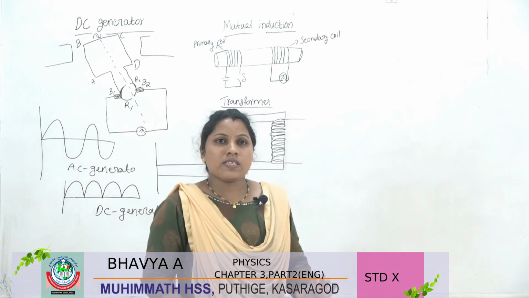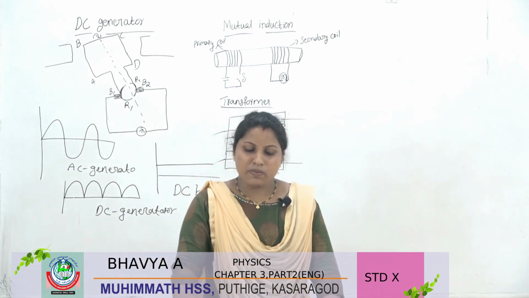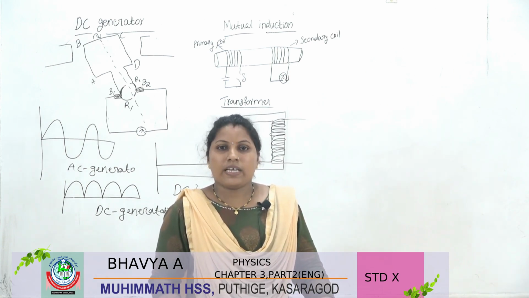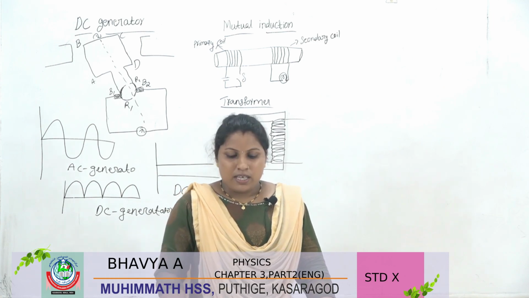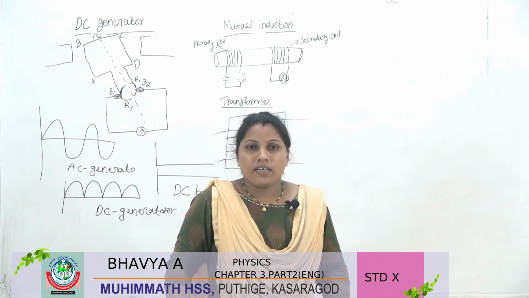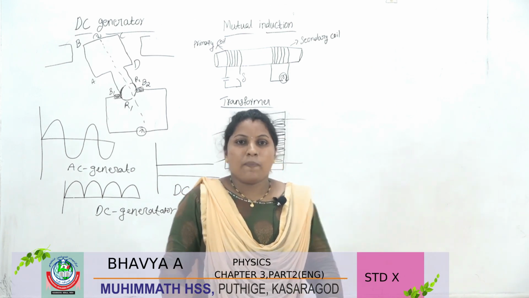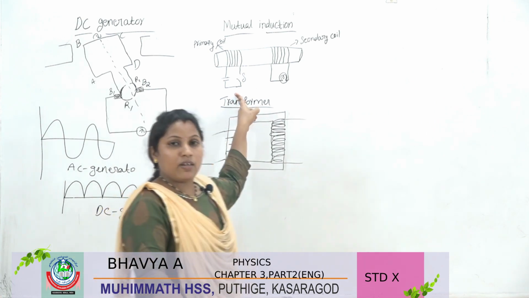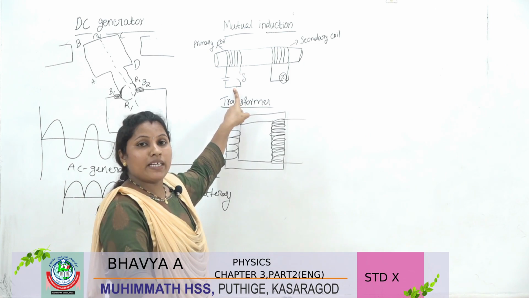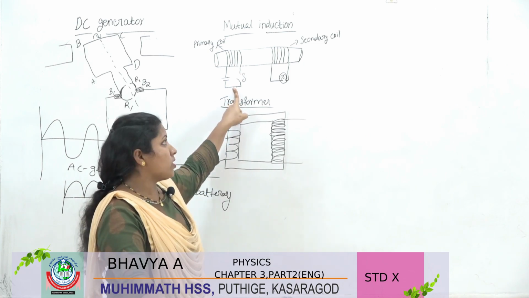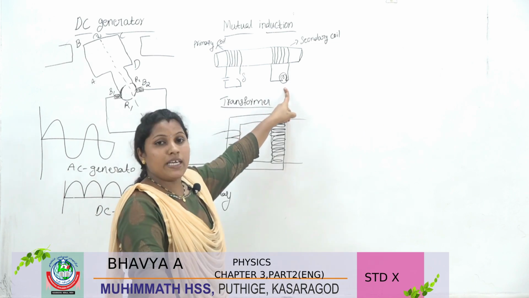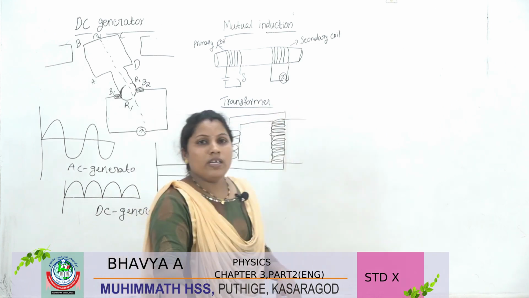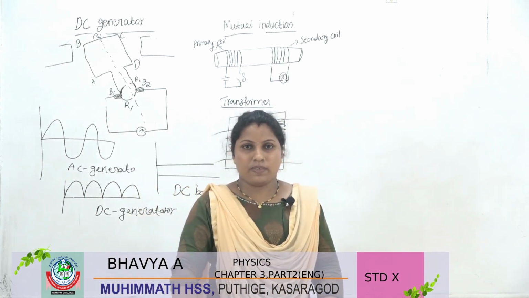So this is called mutual induction. What is mutual induction? Consider two coils of wire kept side by side. When the strength or direction of the current in the primary coil changes, the magnetic field or magnetic flux also changes. So an induced EMF is produced in the secondary coil. This is called mutual induction.